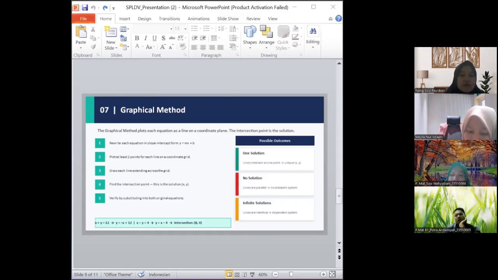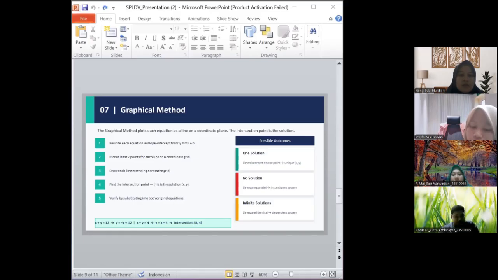Miss, I want to share my opinion. I think the graphical method is the most interesting to look at, but it's hard to do accurately by hand. I prefer the combined method for accuracy. I agree with you, Putra. The graphical method is great for understanding, but for accuracy, especially with non-integer answers, algebraic methods are better. Now, it's your turn, practice time.